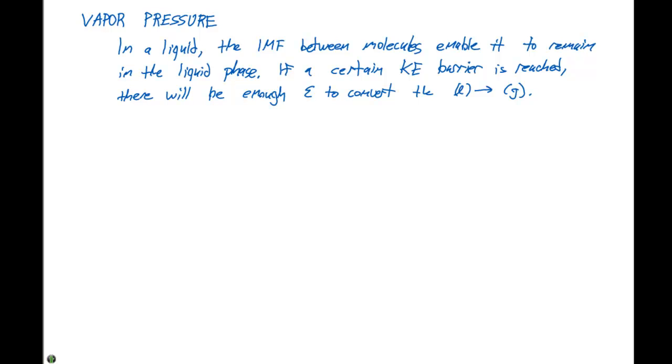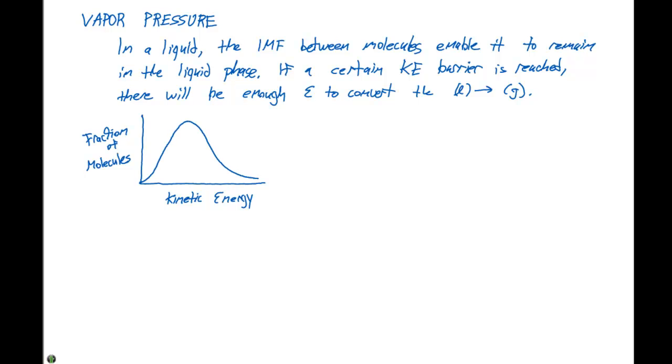And we typically look at and analyze these by drawing up a plot. And the plot that we're going to look at has kinetic energy on the x-axis. And on the y-axis, we're going to look at the fraction of the molecules. And more importantly, we're going to look at the fraction of the molecules in each particular phase. So if we're at a lower temperature, we can see a graph that looks something like this.